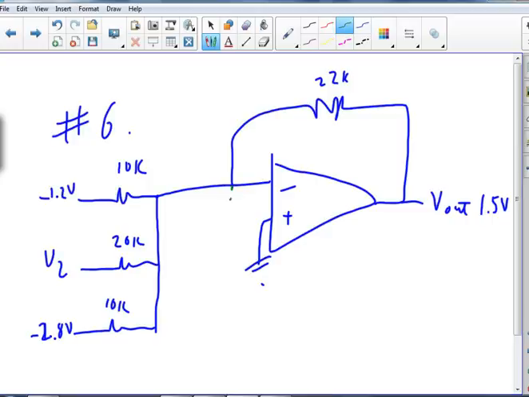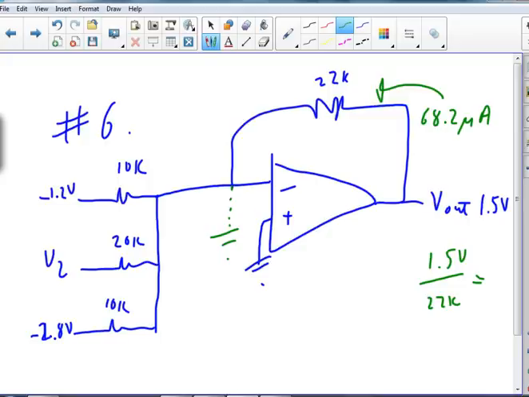Okay, so I do the same thing. I say, well, I've got a virtual ground sitting there. I have 1.5 volts sitting here. So 1.5 volts divided by 22K gives me 68.2 microamps flowing that way.